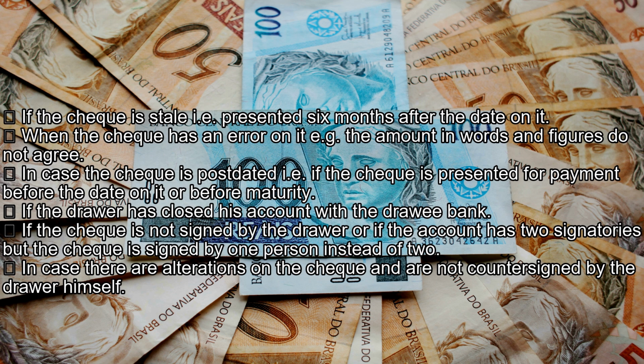If the check is not signed by the drawer, or if the account has 2 signatories, but the check is signed by 1 person instead of 2. In case there are alterations on the check and they are not countersigned by the drawer himself.